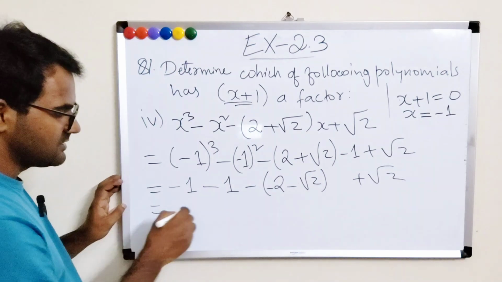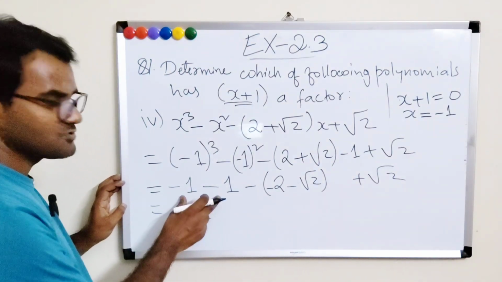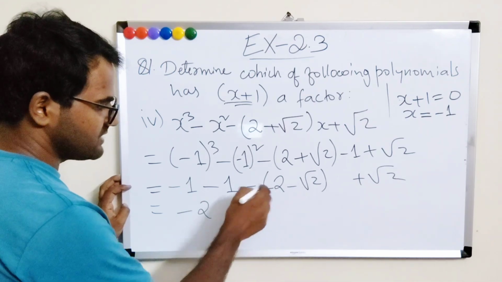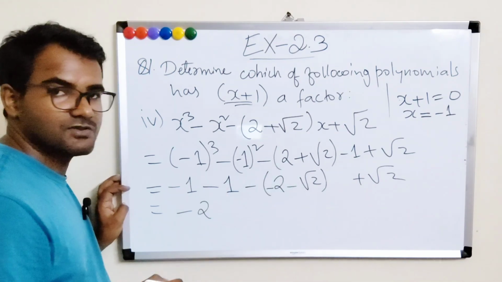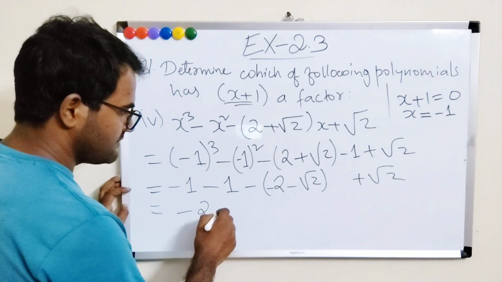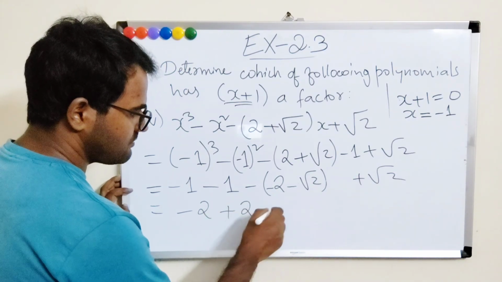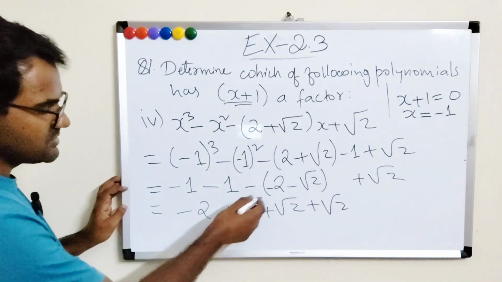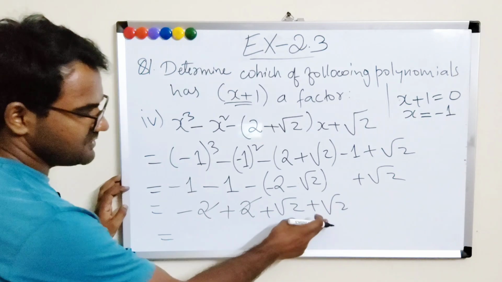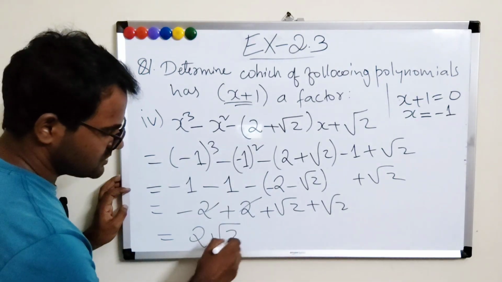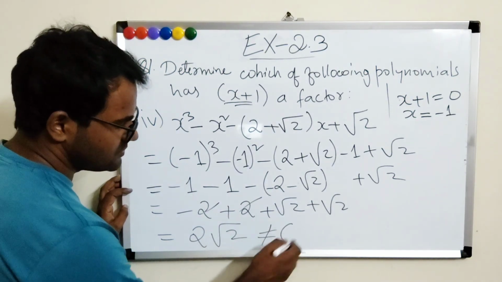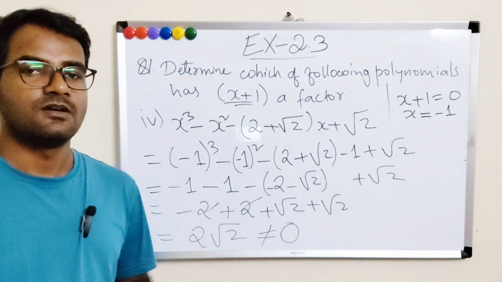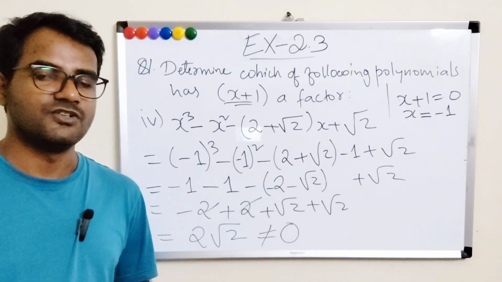So now we are left with this minus 2 here, minus into minus is plus, right? So minus minus is plus, so this sign will interchange, alright? This minus will become plus, this minus will also become plus. So we get here plus 2 plus root 2 plus root 2, alright? So now this 2 and this 2 are gone, so we are left with what? 2 root 2. Is this equal to 0? No, this is not equal to 0. So that's why this is also not a factor of the given polynomial, right?